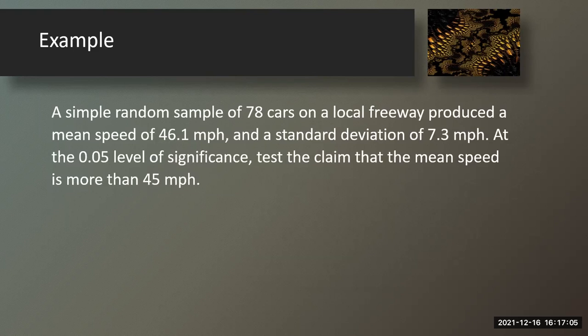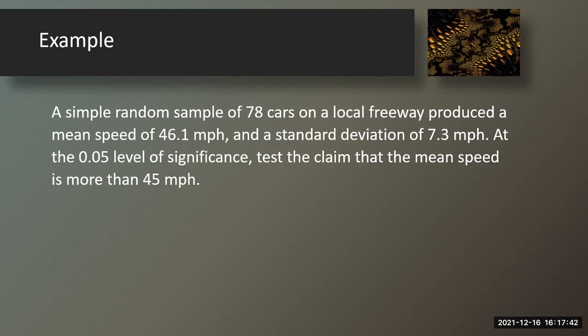That was 8.2, claims about a proportion. Next up was 8.3, claims about a population mean. So we have a simple random sample of 78 cars on a local freeway. It produced a mean speed of 46.1 miles per hour, a standard deviation of 7.3 miles per hour. And at the alpha equals 0.05 level of significance, we want to test the claim that the mean speed is more than 45 miles per hour.